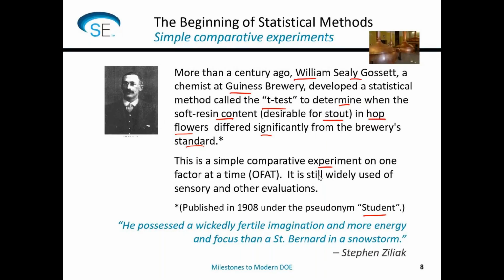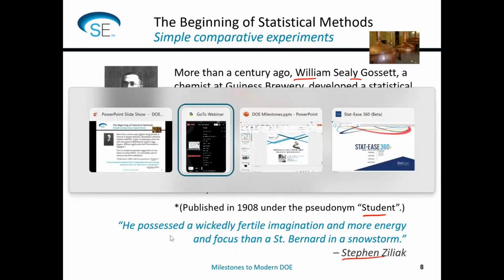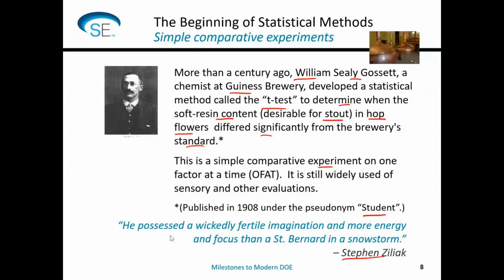And I like it because it's an easy test to interpret, easier than using the F test, for example. So what Stephen Ziliak, who's a historical writer about statisticians, said is that W.S. Gossett possessed a wickedly fertile imagination and more energy and focus than a St. Bernard in a snowstorm. Does that remind you of the 99% perspiration and 1% inspiration? Yes? Okay, and I'm just checking back to get the feedback.